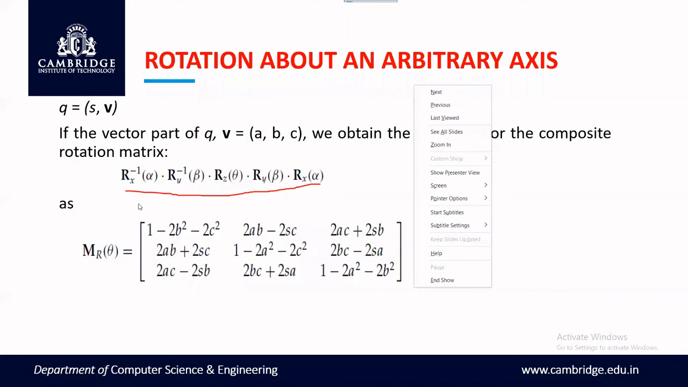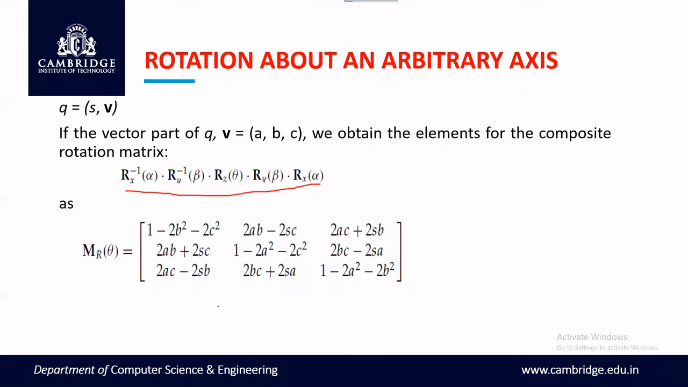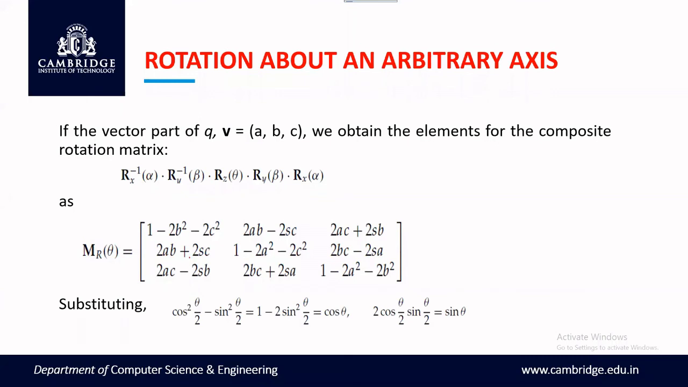Now here you know that the vector part can be written in terms of the rotation angle. That is, this vector V is given by sine theta by 2 times U, and S is cos theta by 2. We know from trigonometric ratios that cos square theta by 2 minus sine square theta by 2 is cos theta. Cos theta can also be written as 1 minus 2 sine square theta by 2, and sine theta is 2 cos theta by 2 sine theta by 2.